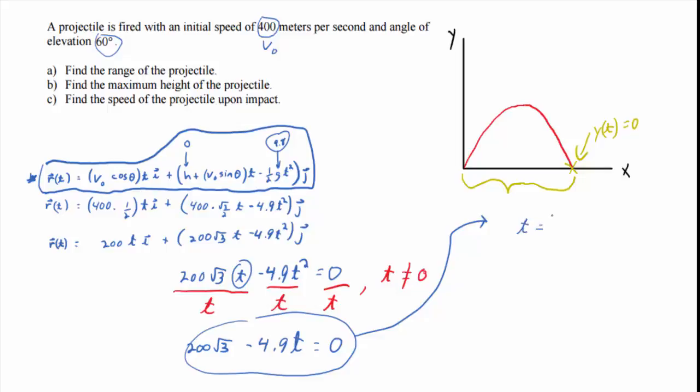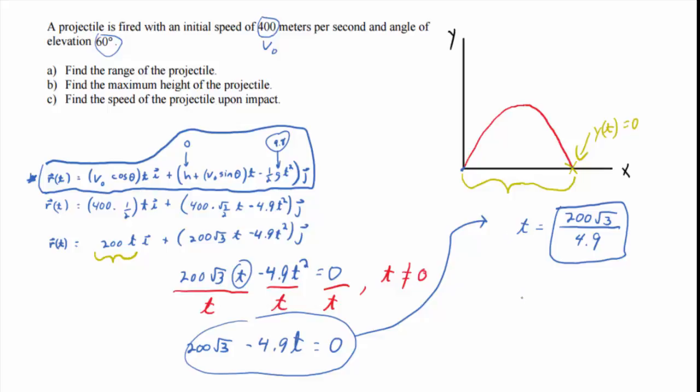Well, as an exact answer, the negatives will cancel. We'll get 200 root 3 over 4.9. And then I think we can use this to get that range, that horizontal distance. So where do I put that? I put it in the i component, don't I? So no derivatives necessary here.